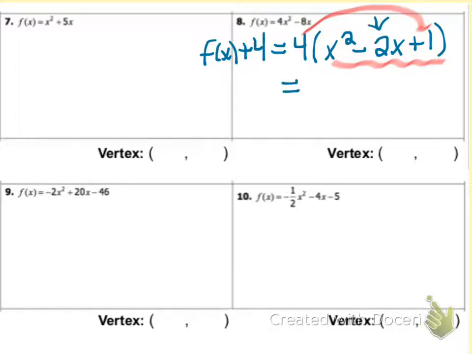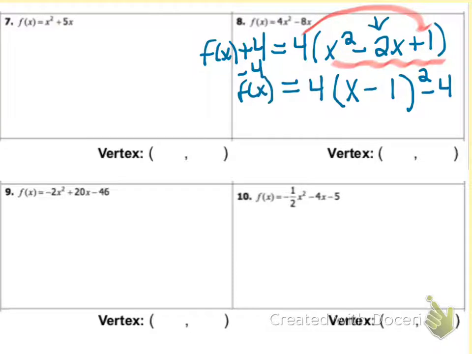Okay? So now I'm going to go ahead and rewrite this as a square binomial. It's going to have the sign of the middle term, so it's going to be a minus. Take the square root of the first and the square root of the last. And then finally I'm going to subtract this 4 from both sides, so bring it back over to the other side so that I just have f of x here. So that would be 4 times (x minus 1) squared minus 4, which means it's a vertical stretch of 4, slide 1 to the right and 4 down. My vertex is at (1, -4). Okay? So we're cruising, right?